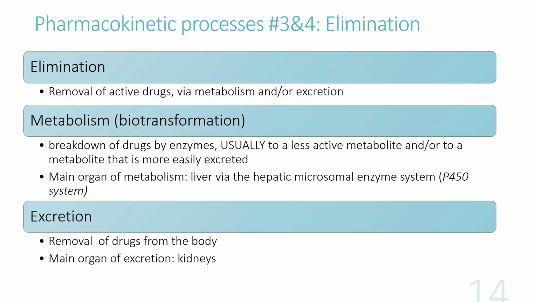dependent. The third and fourth phases of the processes of pharmacokinetics can be grouped together into elimination. So elimination is basically getting rid of active drugs, and active drugs can be eliminated either through a process of metabolism and or excretion. So metabolism is usually breaking down a more active form of the drug to a less active form, or to a form that's more easily excreted.